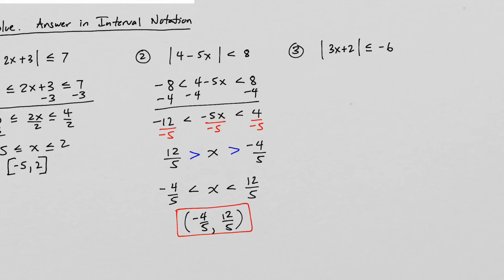Okay, now for our final example here, we have the absolute value of 3x plus 2 is less than or equal to negative 6. Now remember, an absolute value must always be a positive number. So no matter what you plug in for x, after you take the absolute value, this will always be positive. And a positive number is never less than a negative number. So this is another tricky one. This one has no solution, because no matter what value of x you plug in there, it will never be true.